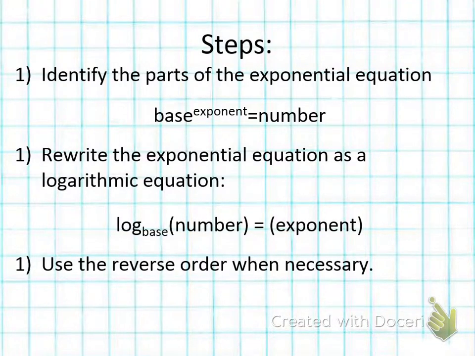First, we're going to identify the parts. These should say 2 and 3. I'm not sure why it formatted that weird. So we are going to identify the parts of the exponential equation. So we have some base raised to an exponent equal to a number. When we rewrite the exponential equation as a logarithmic equation, this is where those numbers go, okay?